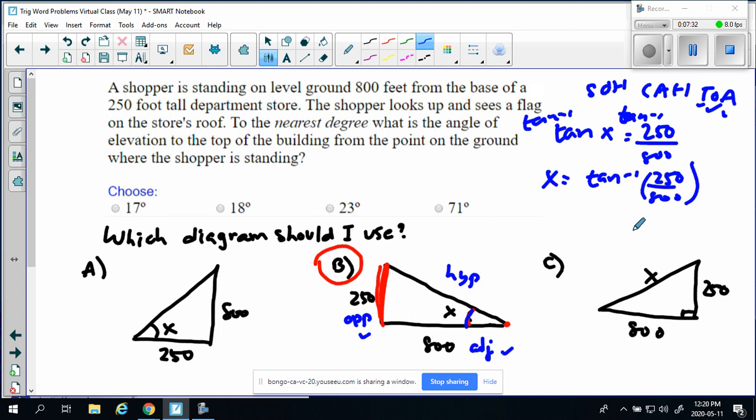And if you do that correctly, you are going to get x is equal to 17.35. Now be careful with your rounding because this is a 3. This rounds to 17, not to 18.